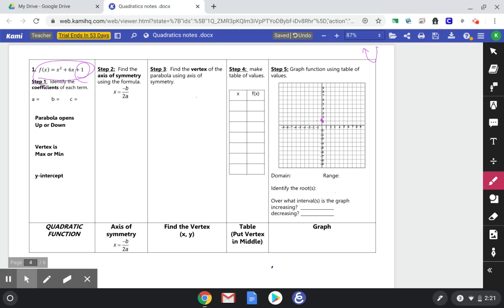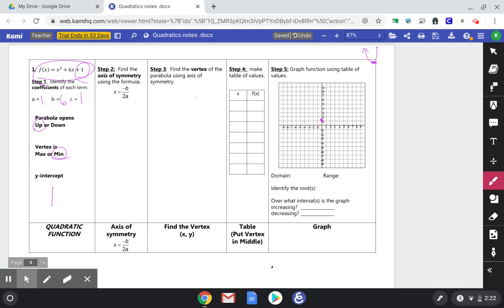All right, so now I'm going to work through this a little bit. I look at my equation. I know my a value is 1. I know my b value is 6. And I know my c value is 1. Like I had already said, I know my parabola is going to open up. Since it's opening up, I know that vertex is going to be down here. So it's going to be a minimum point. And like I already said, I know that my y-intercept is going to be positive 1.